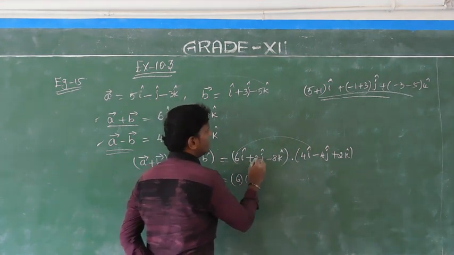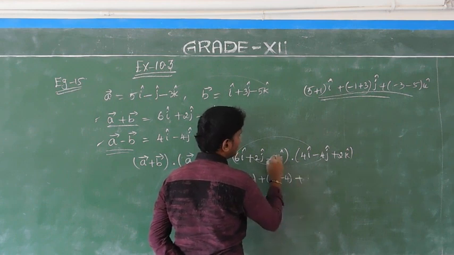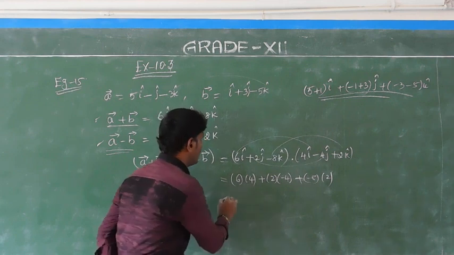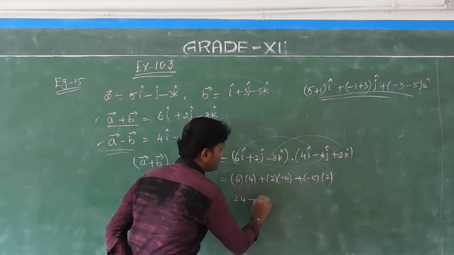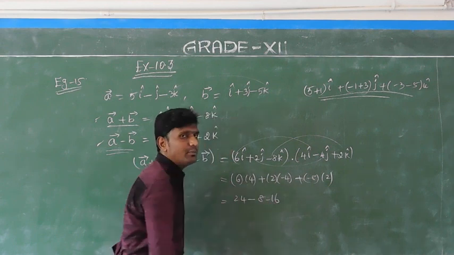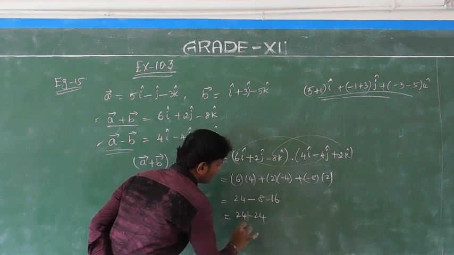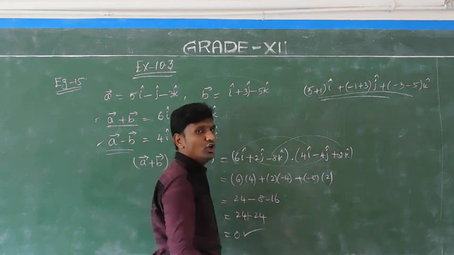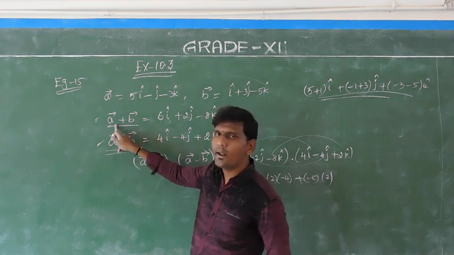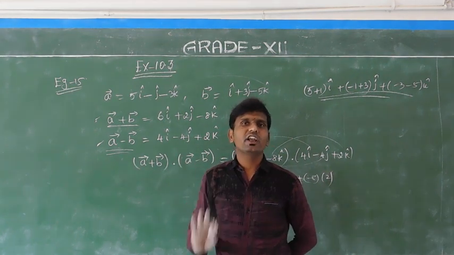Then j into j, that is plus 2 into minus 4, then k into k, minus 8 into 2. Now 6 fours are 24, minus 8 fours are 8, minus 8 twos are 16. So minus 8 minus 16 equals minus 24, and we already have plus 24. So 24 minus 24 is equal to 0. So we got the final answer equal to 0. Therefore a vector plus b vector and a vector minus b vector are perpendicular.